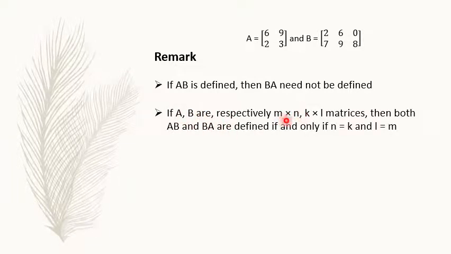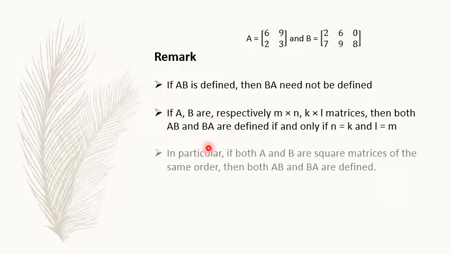If A has order m by n, B has order k by l, then we can find both AB and BA if and only if n equals k and m equals l. Then only we can find both products AB and BA. In a particular case, if both the matrices A and B have the same order and both are square matrices, then we can find AB and BA.